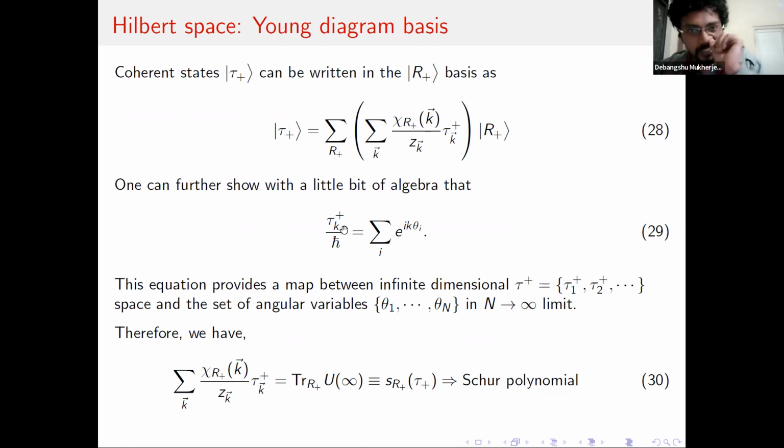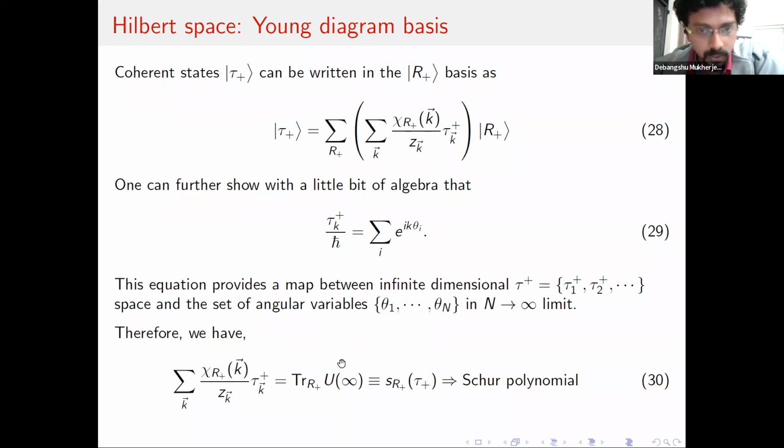So what this equation essentially gives us is a map between these infinite dimensional parameters, which quantify and parameterize my coherent states, and this set of angular variables theta 1 to theta n, in the n going to infinity limit. These were precisely the eigenvalues that appeared in the matrix.